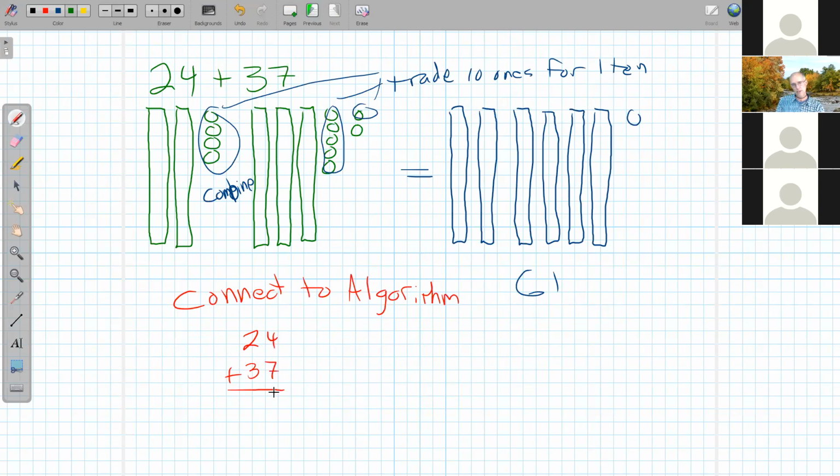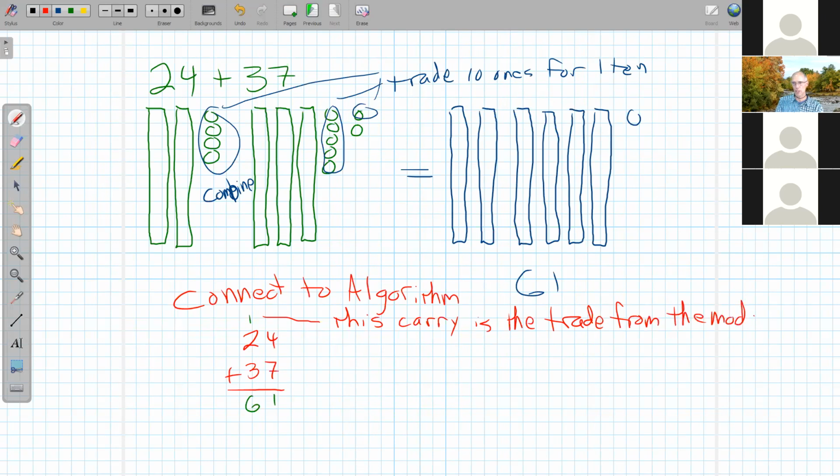4 plus 7 is 11, but I carry that 10 up there and leave the 1 behind, and then 10, 20, 30, 40, 50, there's my 60 right there, 61. And the connection between these two is this carry here is the trade from above, from the model.